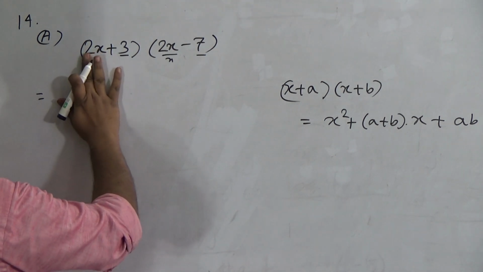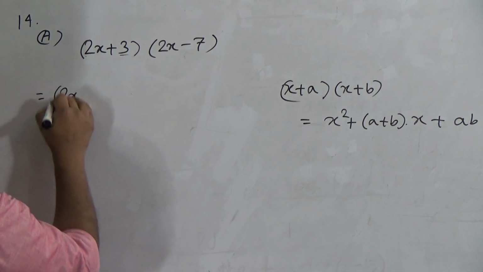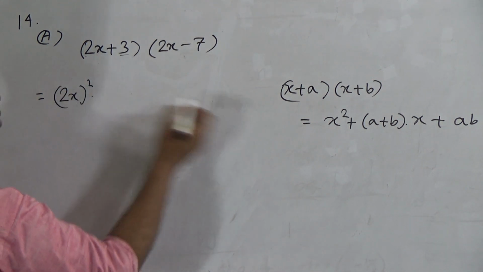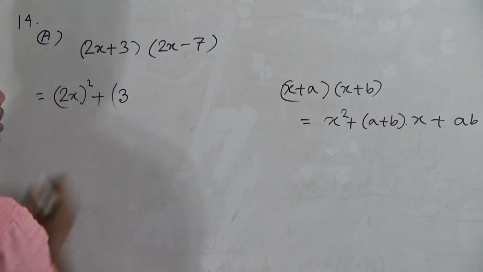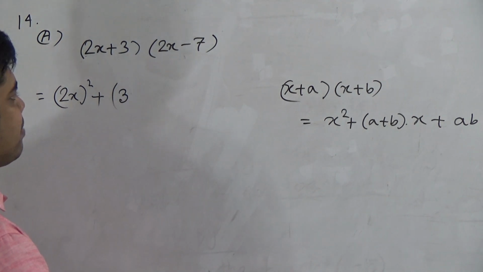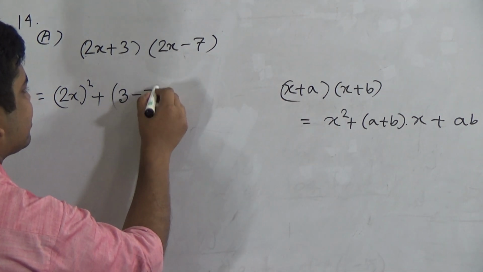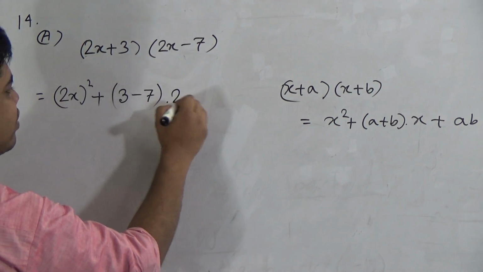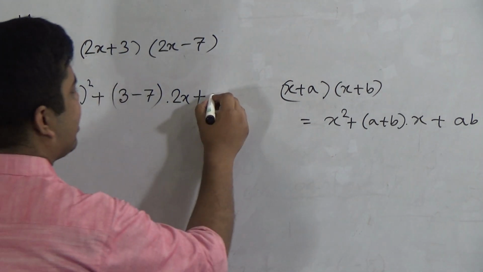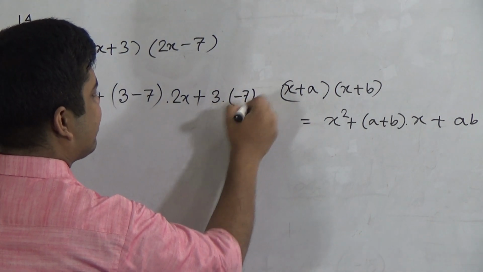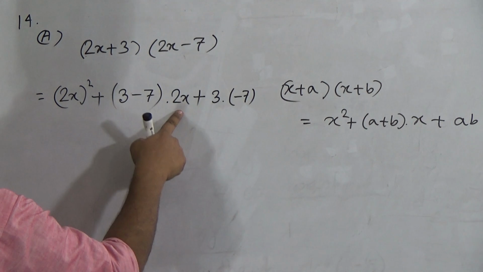So now we apply this formula in this section. That means x square, that means (2x) square, plus, after that a plus b. Here a is plus 3, that means we write 3, and b is minus 7. So minus 7 into x. Here x is 2x. That means the formula plus, after that ab. Here a is 3 and b is minus 7. So x square plus (a plus b) into x plus ab.